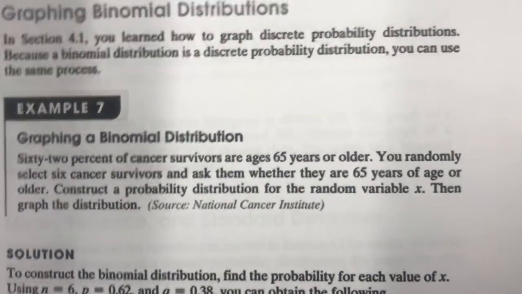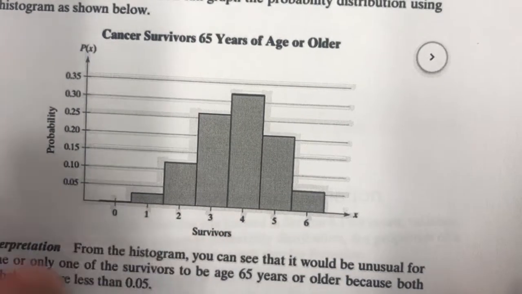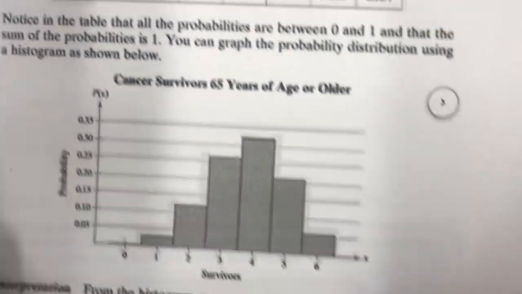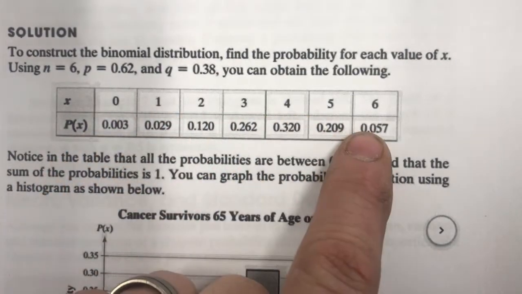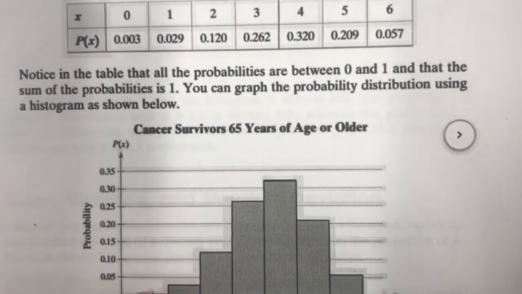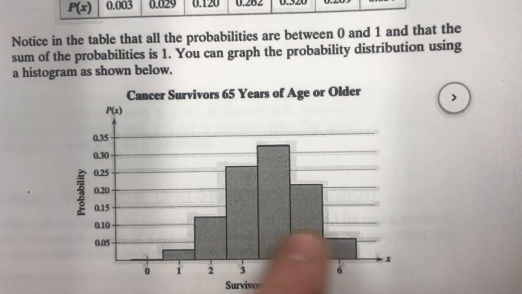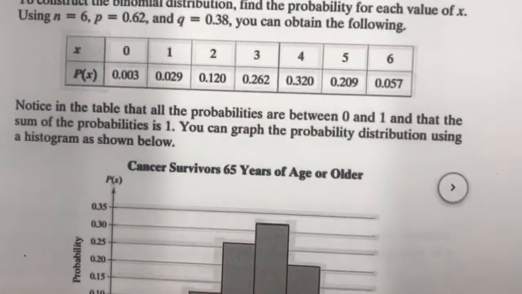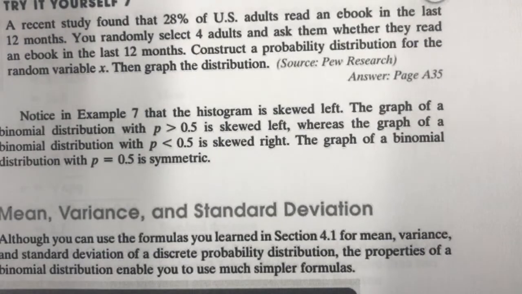Now graphing them. When we graph these, here's a graph right there. Okay, and so we just make this little histogram and we find our probability. So we find each trial, 0 through 6 in this case, and we graph our probabilities on the side. So you can see here 0, 1, 2, 3, 4, 5, 6. There's 6 entries in this, or 6 participants. N equals 6.